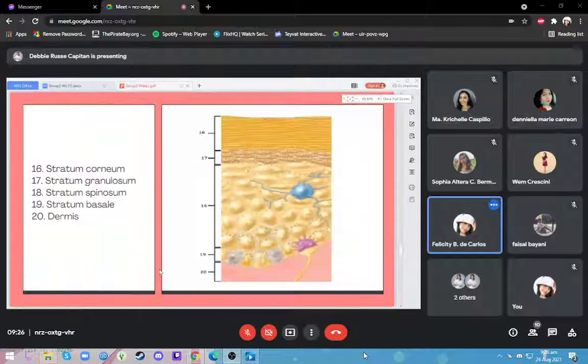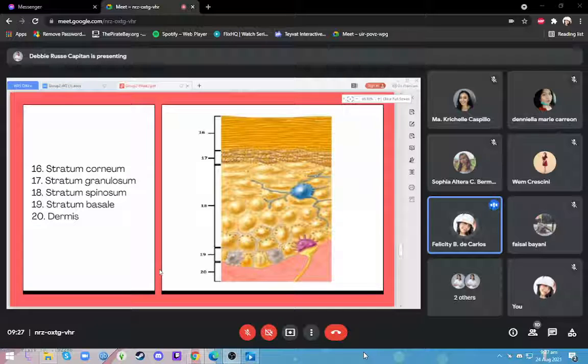Number 16, the stratum corneum. This is the skin's outermost layer and interface with the outside world. This acts as the barrier that prevents unwanted material from entering and excessive loss of water from exiting the body. Number 17, the stratum granulosum. Number 18, the stratum spinosum.